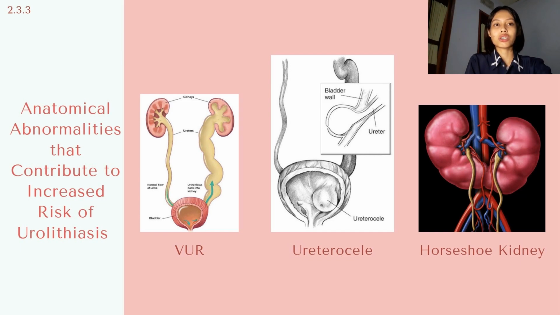Ureterocele is a cystic dilatation of the terminal ureter that causes bladder muscle defects and renal parenchymal abnormalities. Ureterocele can become obstructed with large stones, causing complete ureteral occlusion and resulting in renal colic.